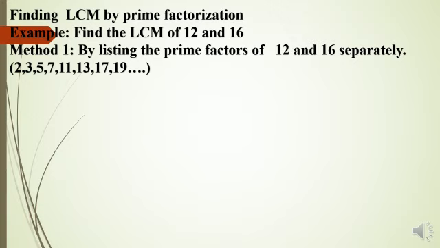You have learned how to prime factorize the numbers, and you have learned what prime numbers are. What are prime numbers? The numbers which have only two factors are called prime numbers. Here 2, 3, 5, 7, 13, 17, 19 are the prime numbers. And now let us prime factorize 12.